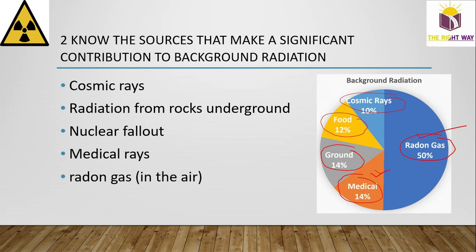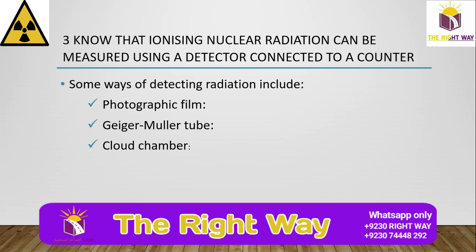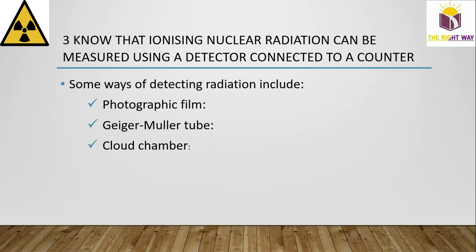This is the overall chart in which we see that the background radiation is due to cosmic rays, radiation from the rocks underground, nuclear fallout, medical rays, and radon gas. Number 3. Know that ionizing nuclear radiation can be measured using a detector, which includes photographic film, Geiger-Muller tube, and cloud chamber. These are the three ways to detect radiation and to count it.